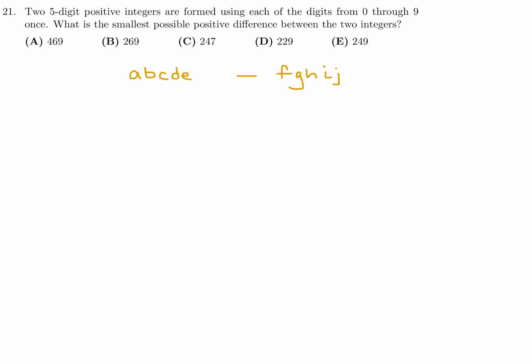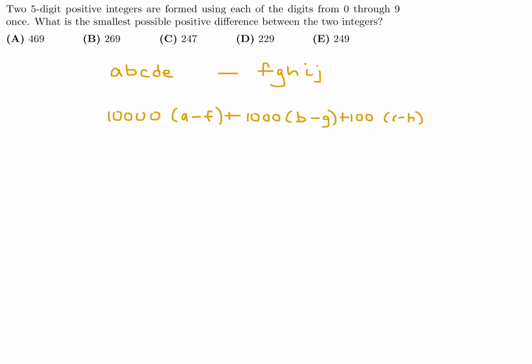And then when you subtract them, you're subtracting the first digits, which are the 10,000s, so a minus f. And then you would be subtracting the 1,000s, which are b minus g. And then the 100s, which are c minus h. And then the tens, which are d minus i. And then finally the units digits, which are e minus j. So this is the difference, d for difference.